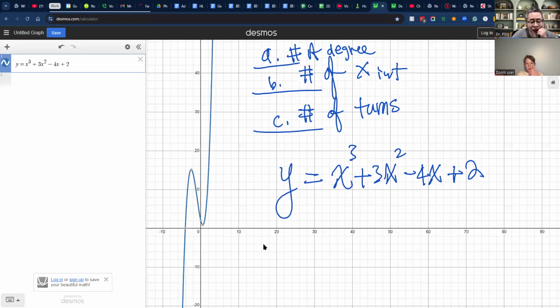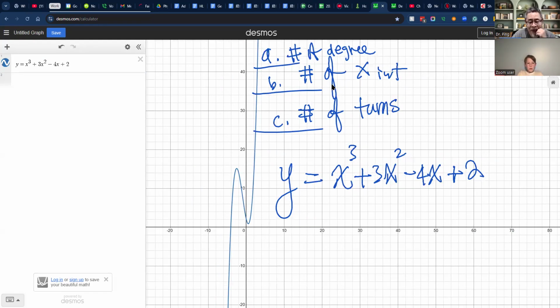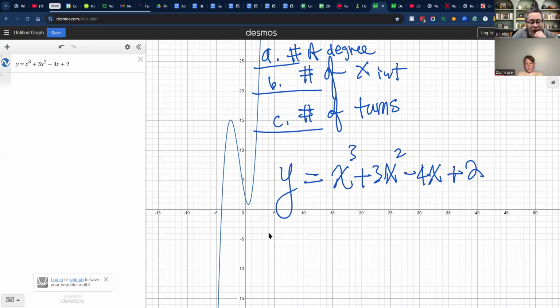First of all, the number of degrees is 3, because this is to the power of 3. But the number of terms we have is 4, and that's actually C. B is the number of x-intercepts. We only have 1, here. And the number of terms: one is this term, one is this term, and one is this term. Good.